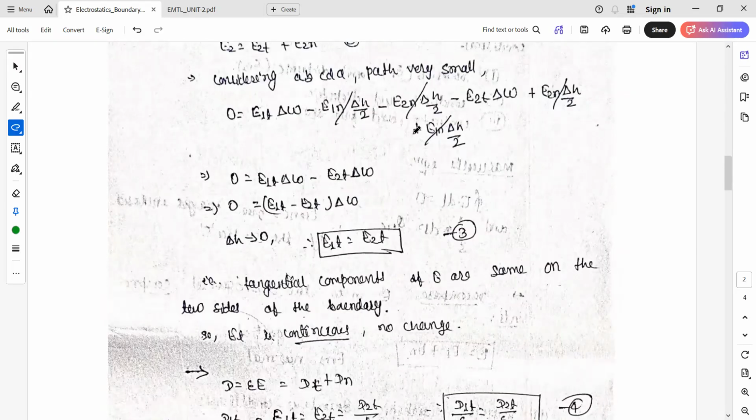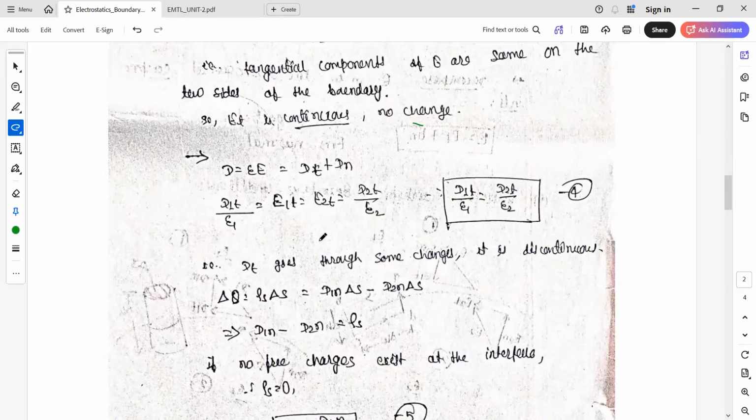So after that, you see that the normal components are going to cancel, so only tangential components remain here. So E1t equals E2t if the height of that portion is very small. Here we are seeing that the tangential components on both sides are the same at the interface. So that shows that the tangential component is continuous and there is no charge.